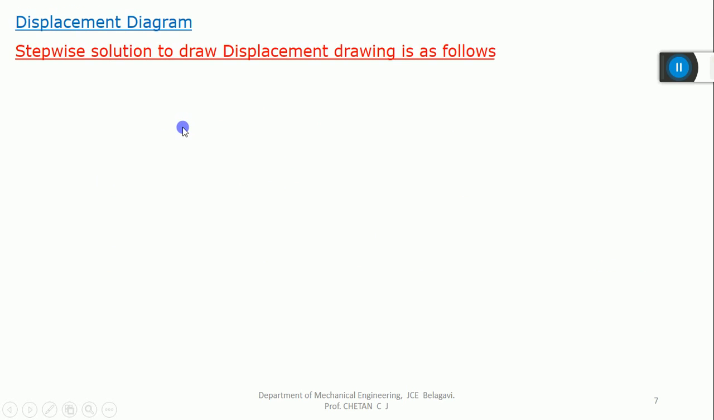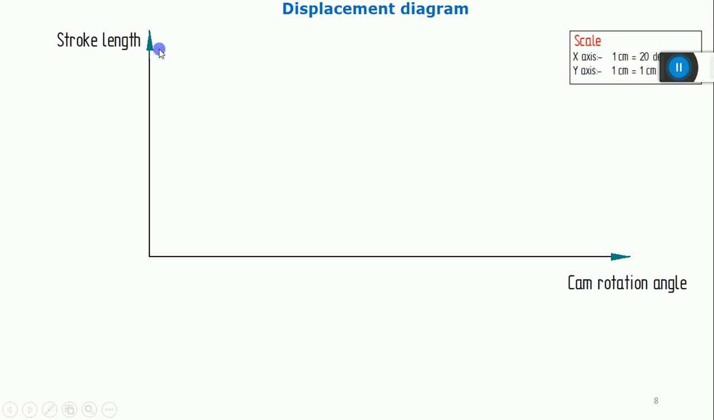And after that, I'll go with the displacement diagram. I'll complete this in a short time, because you already know how to draw this displacement diagram. The type of follower motion is simple harmonic. Again, I'll take the scale as 1 centimeter equal to 20 degrees along the x-axis. 1 centimeter means 20 degrees, 2 centimeters, 40. Along the y-axis, I'll take 1 centimeter as 1 centimeter itself, for the stroke length. I'll indicate the stroke length along the y-axis, the distance traveled by the follower, from 0 to 50 mm.